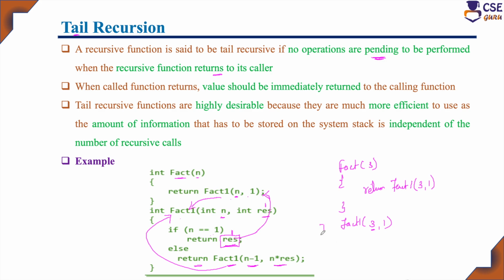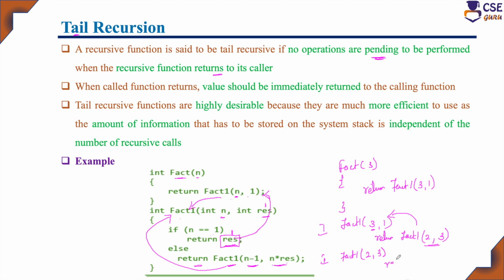So the first recursive call, what will it return? fact1 of n minus 1, which is 3 minus 1 is 2, comma n into result. The n value is 3, the result is 1. So 3 into 1, you will get 3. Okay, with this, the function is called again. So with the second recursive call, fact1 will take the values 2 comma 3.